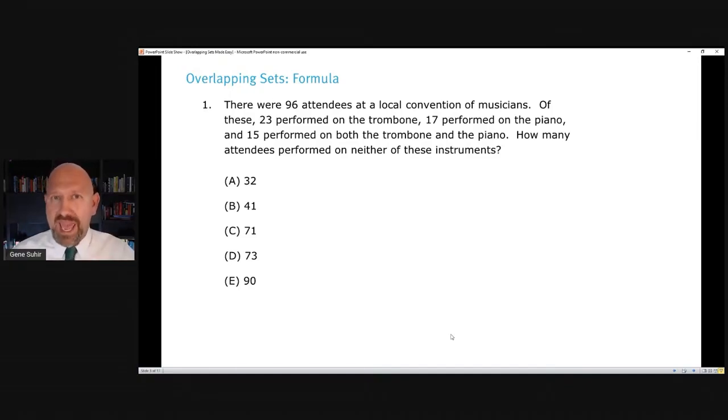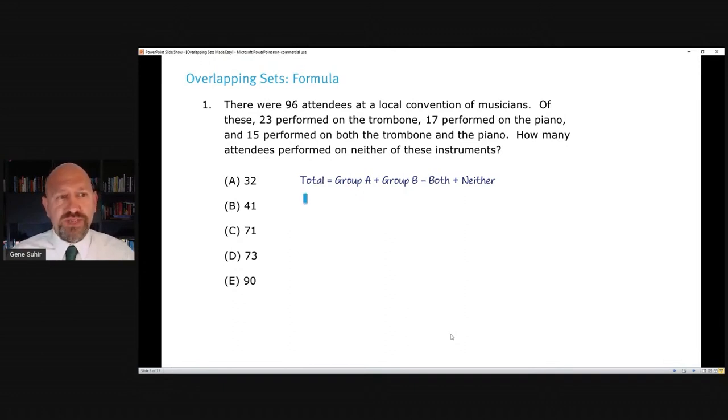So plan A is to utilize, ta-da, the overlapping sets formula. Total equals group A plus group B minus both plus neither. Now we'll go through the math here and then talk about the underlying logic for why this formula is what it is, which can help you internalize it and wield its heft appropriately. You'll get a chance to try a similar problem on your own right after.